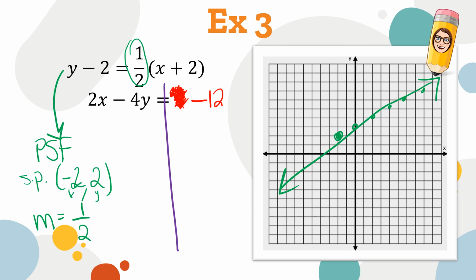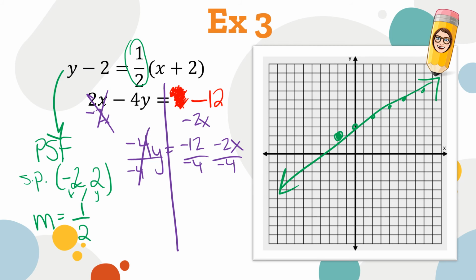I have to solve for y. I'm going to minus the 2x over to the other side. The negative 4y falls down, and I have a negative 12 minus 2x, thanks to that change I made. We're going to divide every piece by negative 4. The y falls down. We have a positive 3 and a positive 1/2, because a negative by negative is positive. 2 over 4 simplifies to 1/2.